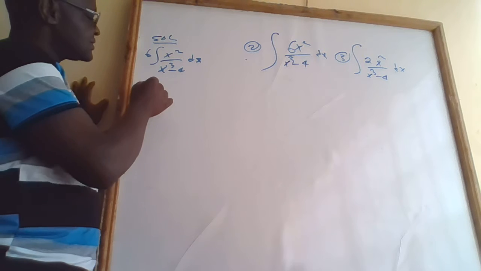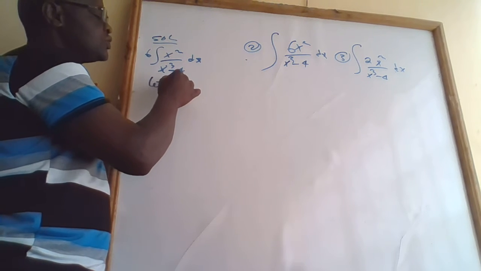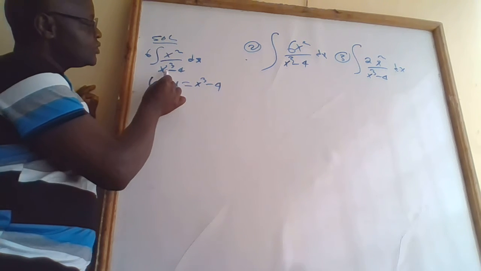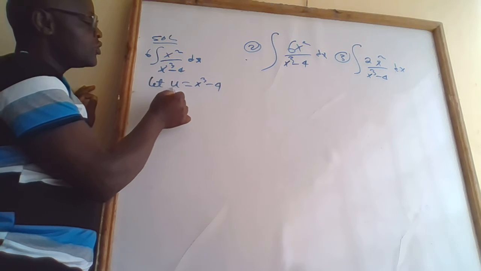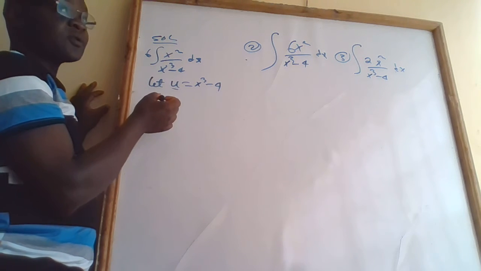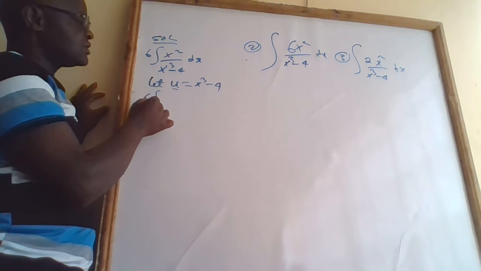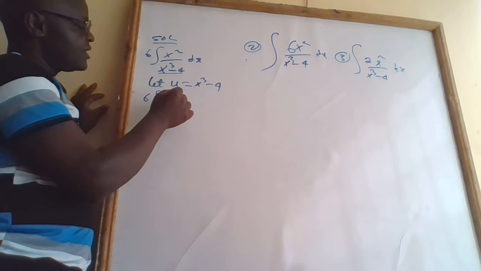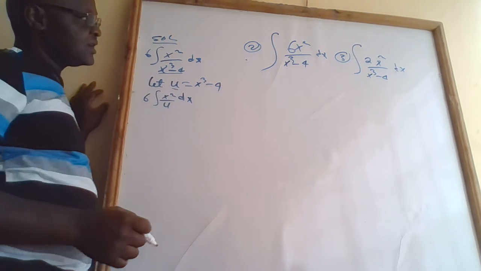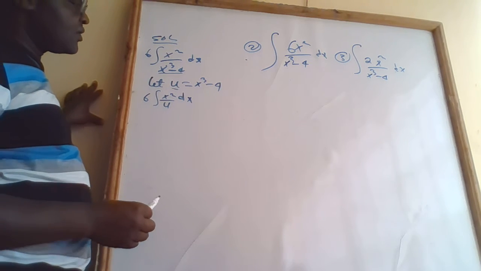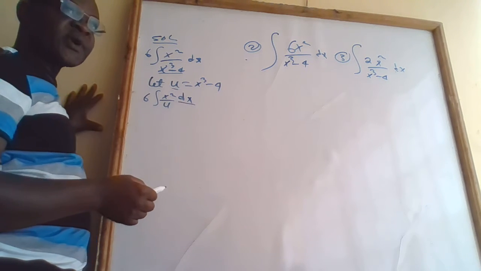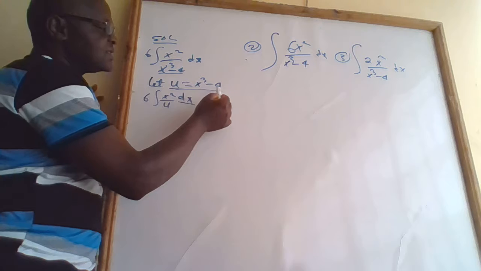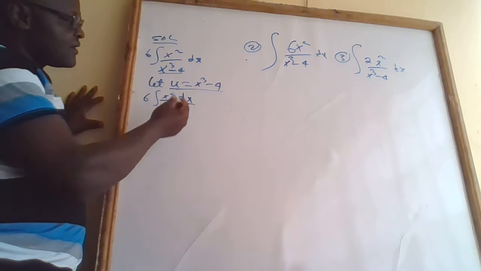As usual, we let u equal x cubed minus 4. So where there is x cubed minus 4, we replace with u, so that our integral becomes 6 integral of x squared all over u. This is our u now. Then, of course, dx. Now, we again need to write dx in terms of du. For us to achieve that, we differentiate this equation with respect to x.